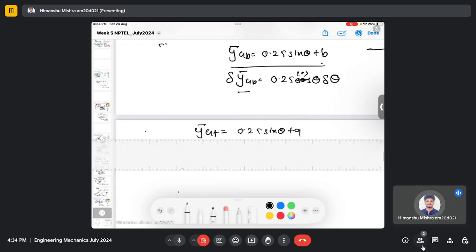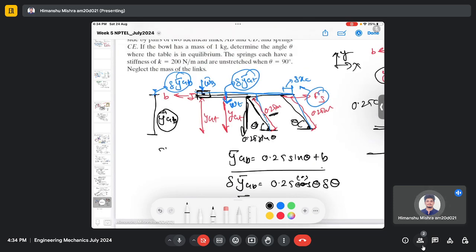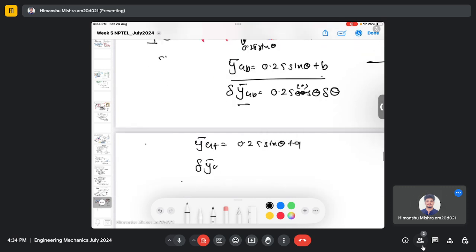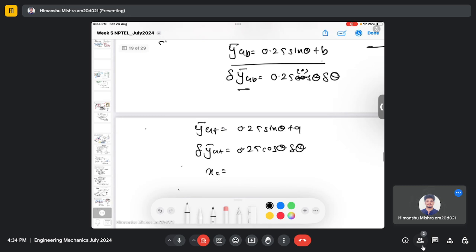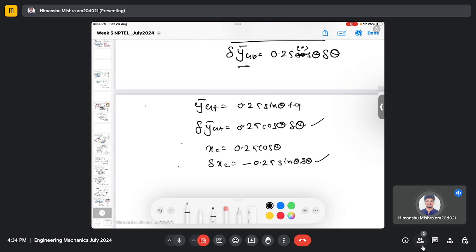So if you differentiate this, because there is an infinitesimal change by del y gt, which is the virtual displacement here, it will be 0.25 cos theta del theta, and xc is 0.25 cos theta. So change in xc will be minus 0.25 sin theta del theta. So here we identify all the virtual displacements.